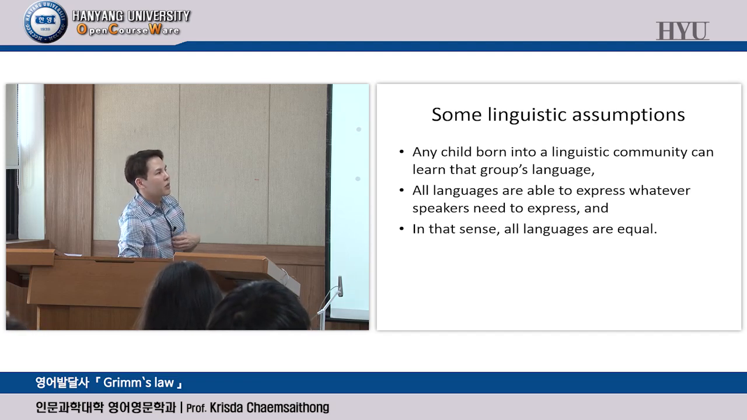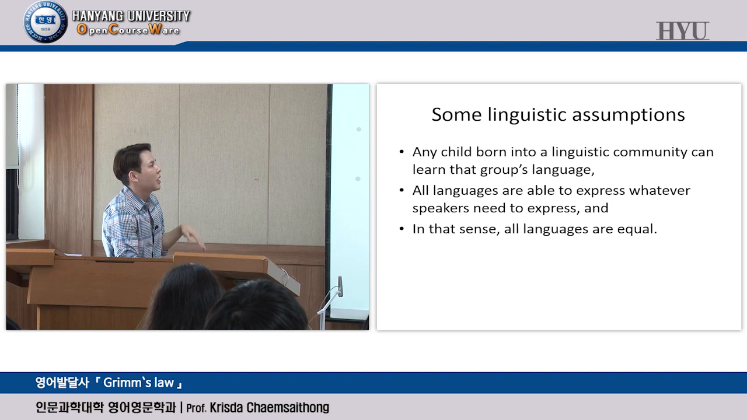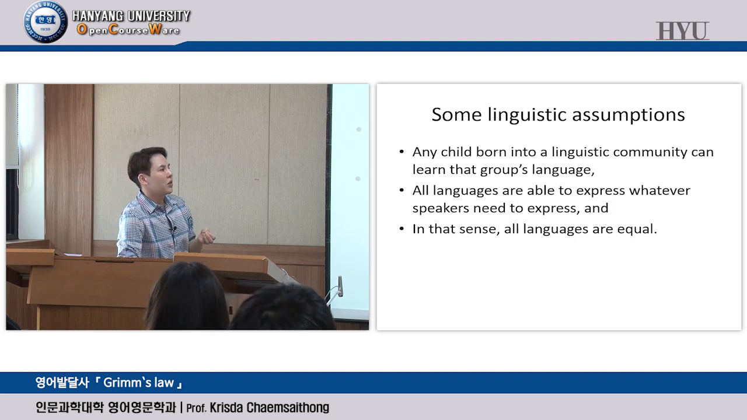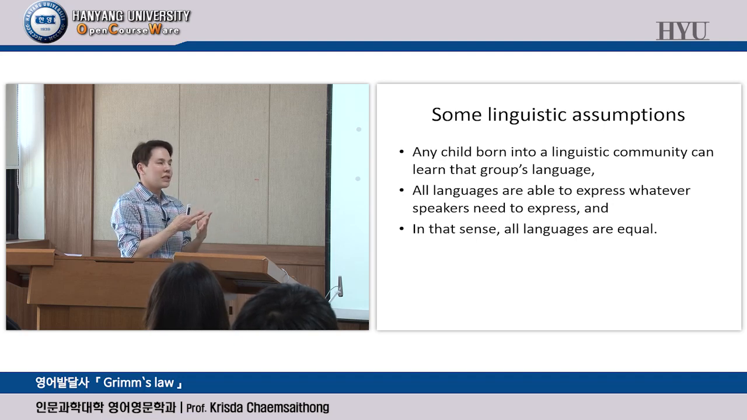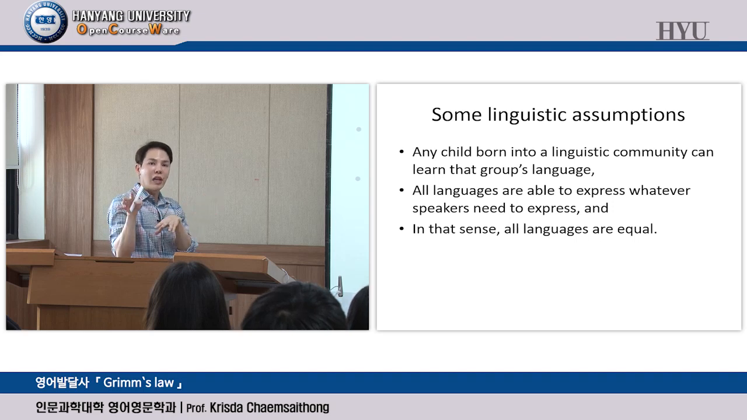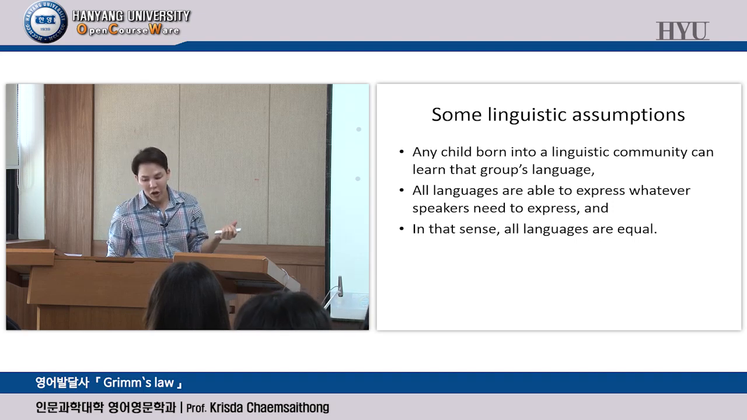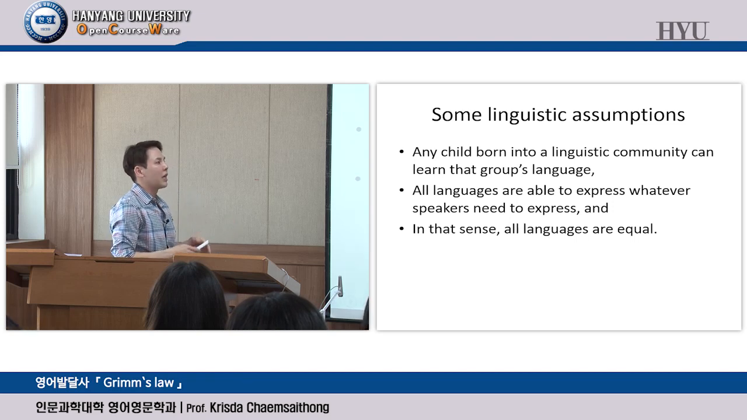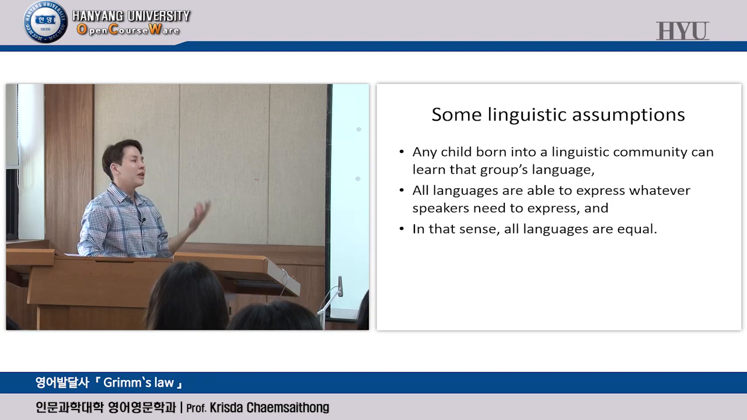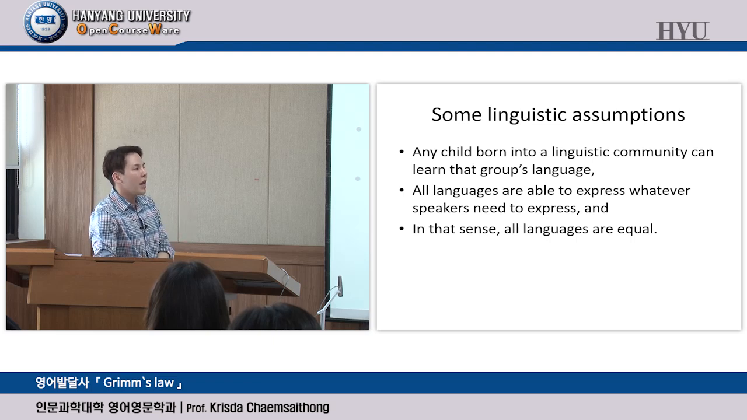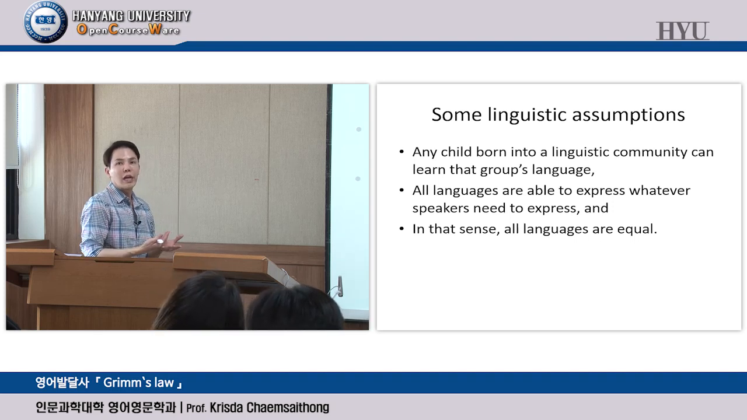Any child born into a linguistic community, let's say Korean, Thai, English, Spanish, whatever, can learn that group's language easily. That's just a basic thing that people assume, right? All languages are able to express whatever speakers need to express. So in that sense, all languages are equal. There's no language that's purer than other languages. Nothing like that. There's no language that's better, because all languages are the same in that speakers will ultimately find a way to say what they want to say, even though they don't have a particular word for it, right?